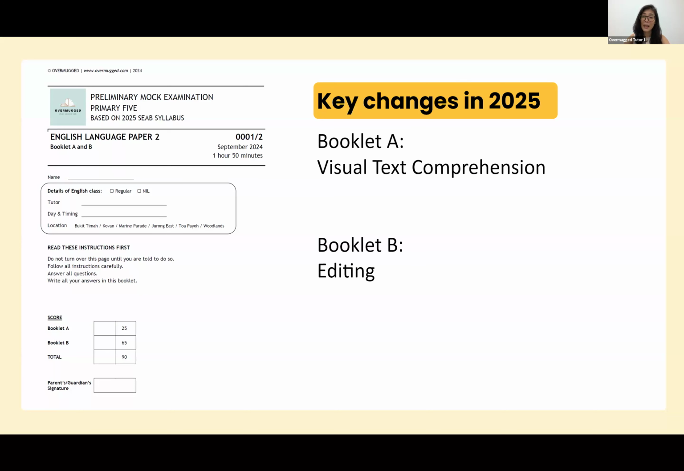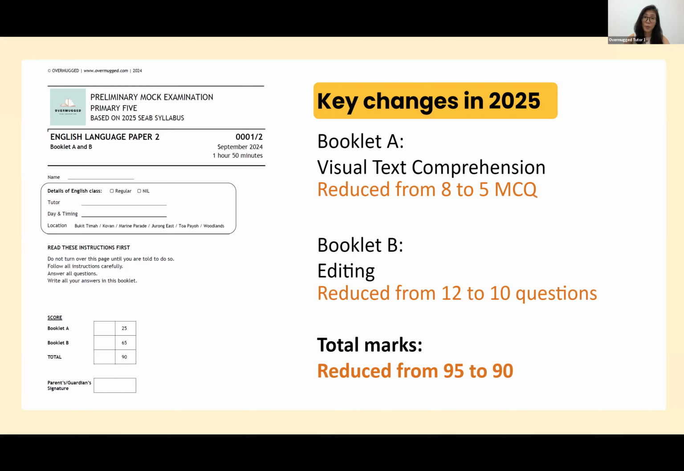Basically, both the booklet A, visual text comprehension, as well as the booklet B, editing exercises, have a reduction in the number of questions. Specifically, the visual text will drop from 8 questions to 5, whereas the editing will be reduced by 2 questions. So in total, the entire booklet A and B will see a reduction of the score from 95 to 90. So where are these 5 missing marks going? They're going to your oral examinations.